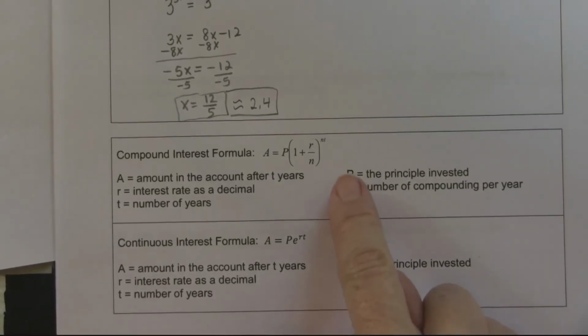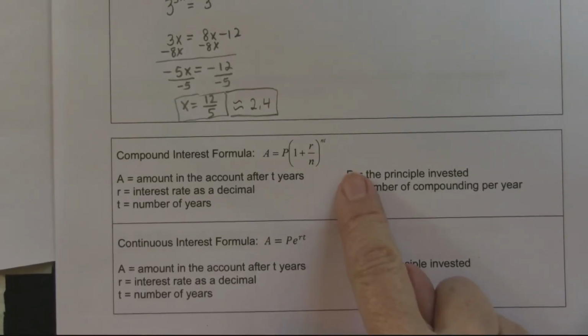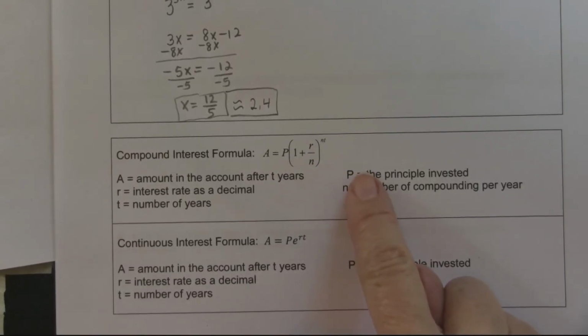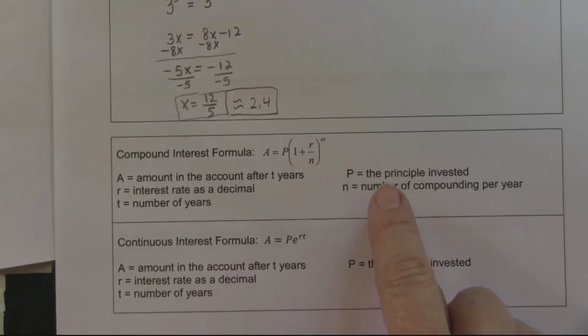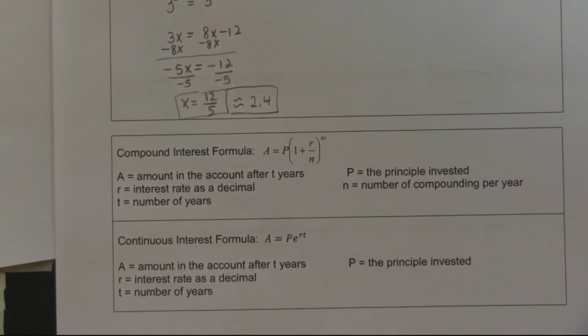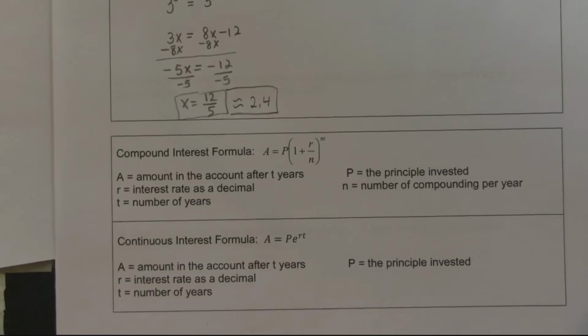So if you're going to compound 12 times a year, that would be monthly. 4 times a year would be quarterly. 365 times a year would be daily. Semi-annually would be twice a year, N would be 2, right?